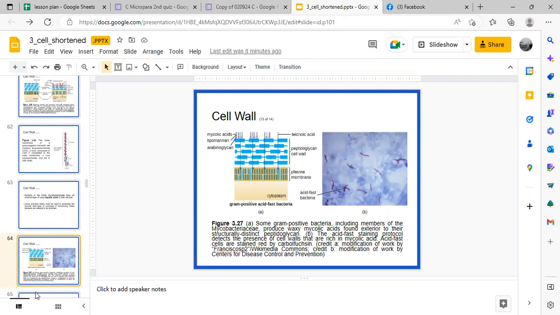Okay? So kita mo na yung gram-positive bacteria, although gram-positive siya, may waxy mycolic acid. So gagamit ka ng acid fast staining protocol to detect the presence of the cell wall. Okay?